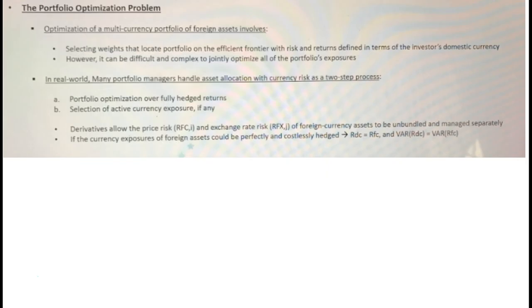Moving on to the next part, that is portfolio optimization. So what do we mean by portfolio optimization? Portfolio optimization is optimization of a multi-currency portfolio. What do we mean by that? It involves selecting weights that locate portfolio on the efficient frontier. That is ensuring that your portfolio is on the efficient frontier. And how do you ensure it is on the efficient frontier? When you select the weights that locate portfolio on the efficient frontier with risk and returns defined in terms of domestic currency.